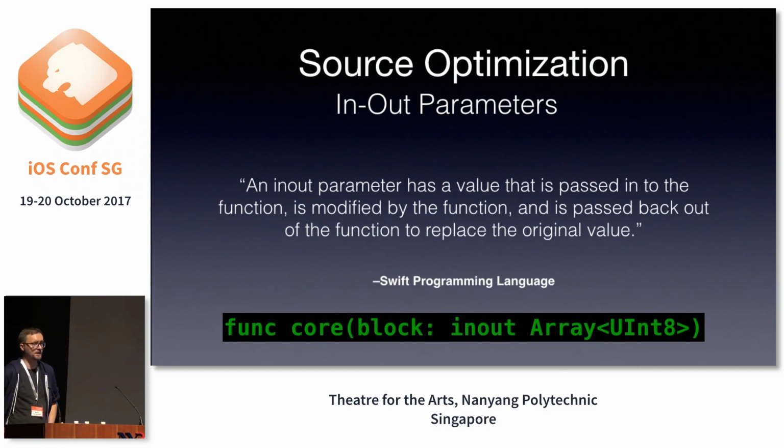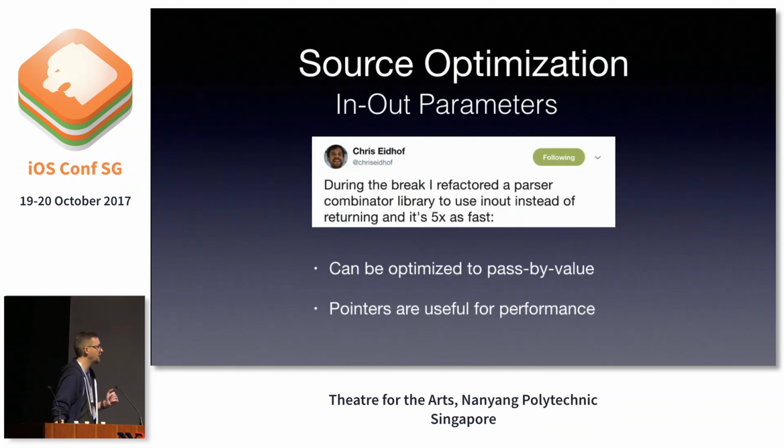Another thing is the inout parameter. I don't know for how long that will stay, especially with these ownership model changes. But for now, an inout parameter has a value that is passed in to the function, is modified in the function, and is passed back out of the function to replace the original value, right? If you think about it, it's like there's a copy, right? At least it's assigned to a temporary variable, and then back to the variable that was passed to the function. But because of the optimization, it can be optimized to pass-by-reference that works basically like in C. You pass it, you work on that same variable, and that's all.